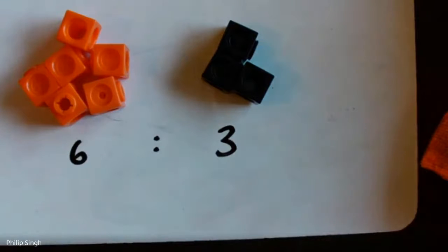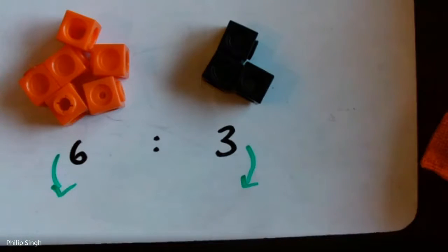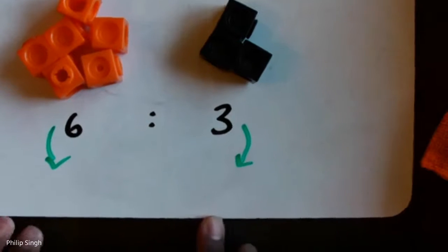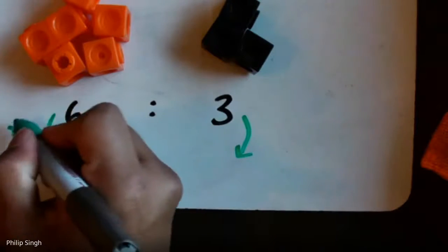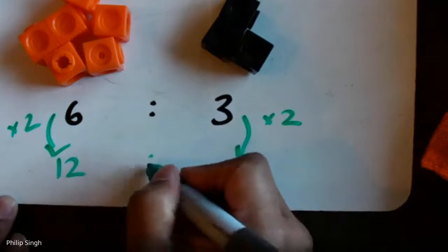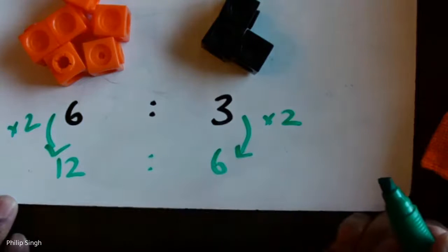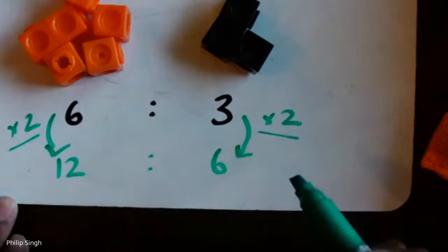There are a couple of ways that I can make this equivalent. I can multiply this if I wanted to double it, or if I wanted to find a situation where I needed more. If I multiplied both numbers by 2, I would get a ratio of 12 to 6. Again, the key is whatever you do to one number, make sure you do it to the other number.